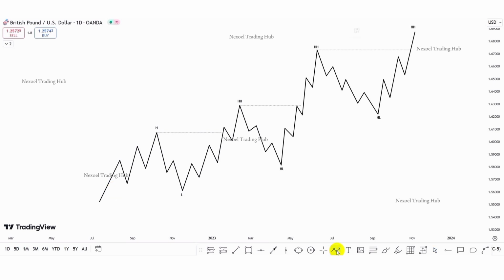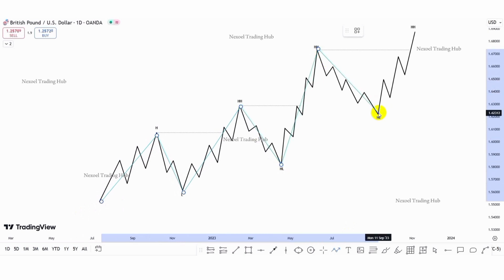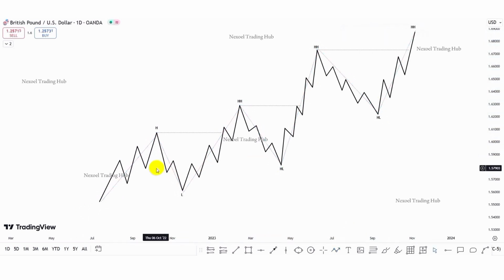Now you can see here, this is the impulsive move. This is the pullback. Here we have this impulsive. Here we have the pullback. This is the impulsive. Here we have the pullback. Lastly, we have the impulsive. So now you would see in the markets, in the impulsive leg move, you're going to have bullish structure.